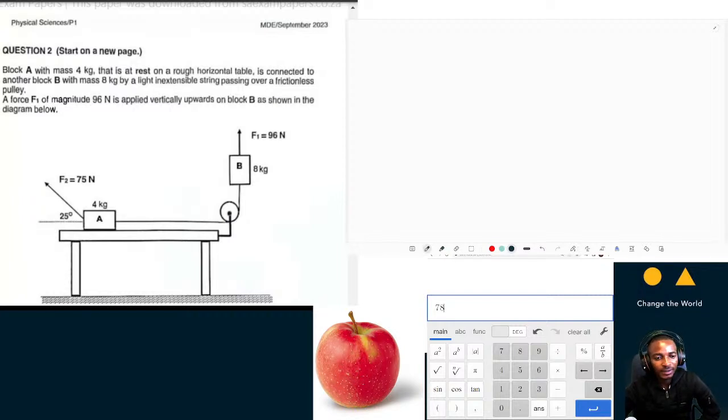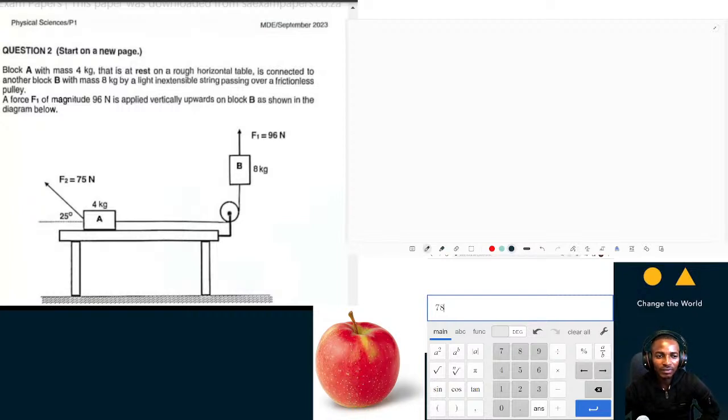Okay, so now this block A is connected to another block B with a mass of 8 kg by a light inextensible string passing over a frictionless pulley. This string is inextensible and light, meaning we can ignore its mass, so the tension will be constant. This string cannot stretch. So the tension will be constant: the tension at block A and the tension at block B.